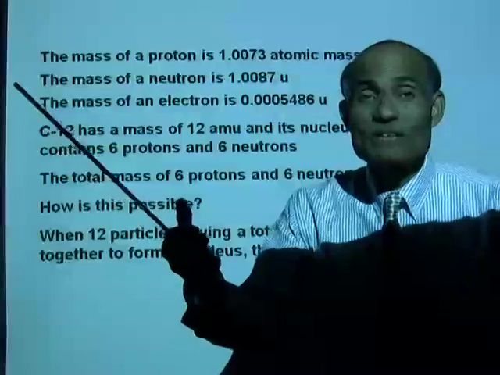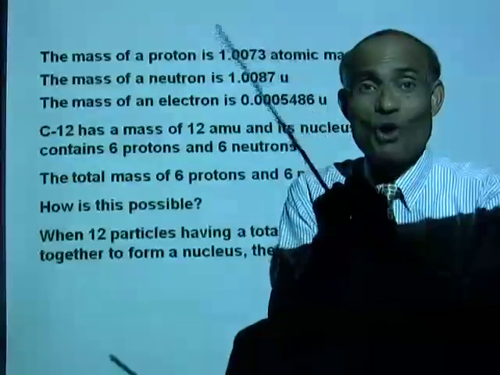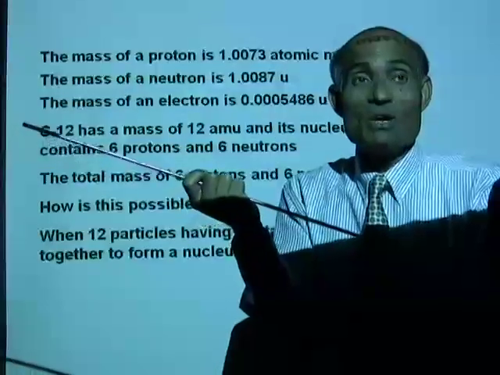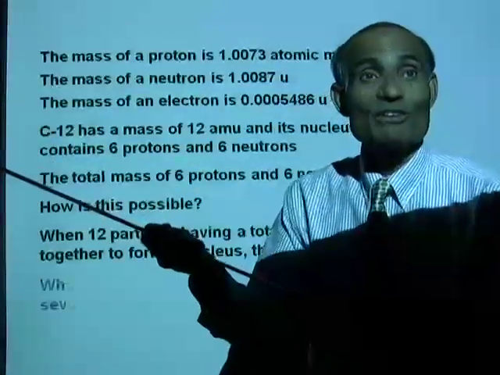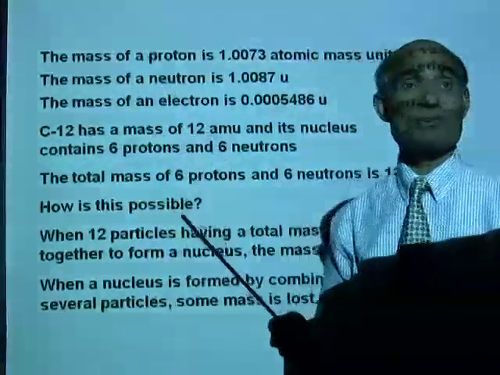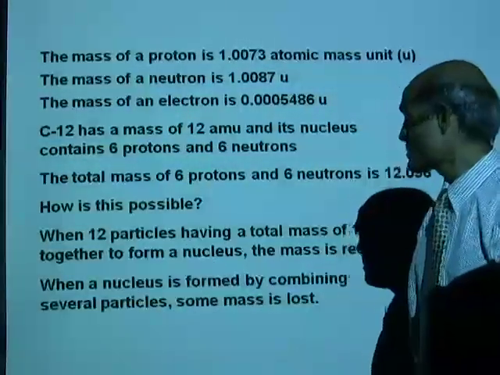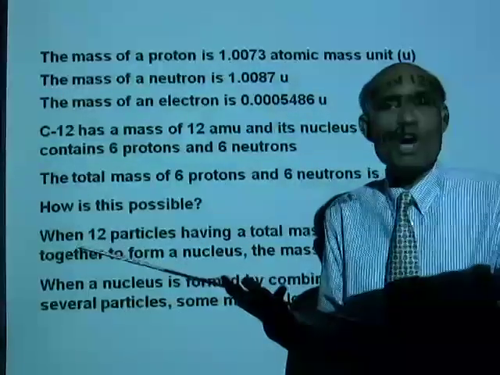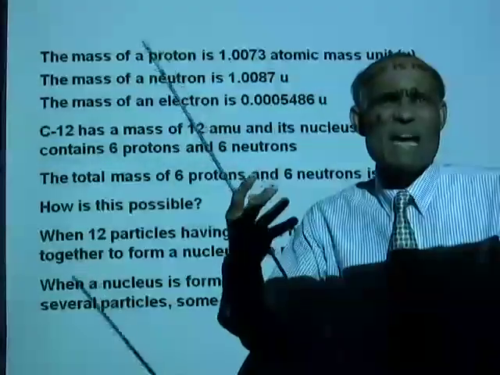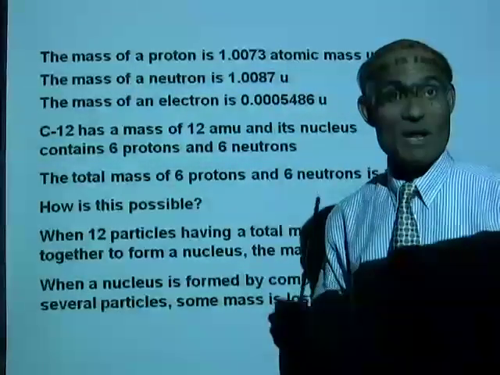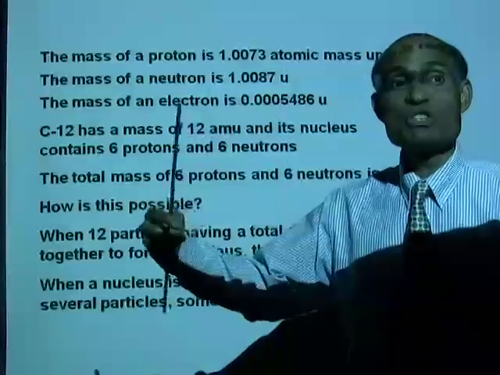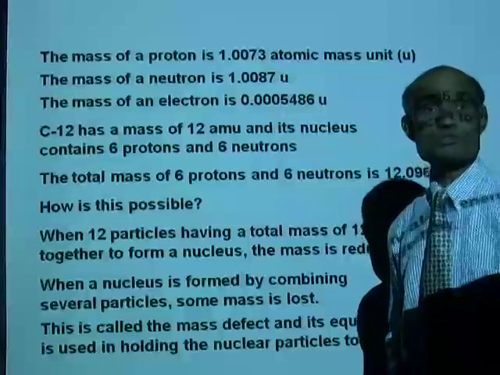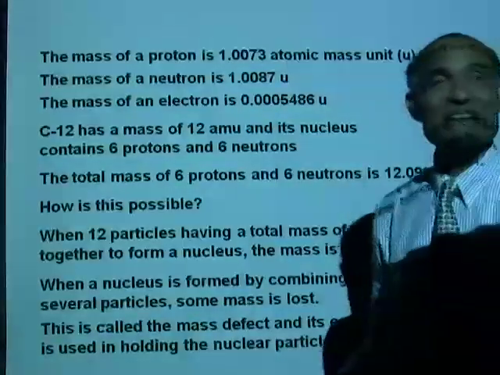It means when you bring these particles together to form the nucleus of carbon, some mass seems to disappear. We lose a part of the mass of these particles. So when a nucleus is formed by combining several particles, some mass is lost. Now, how can some mass get lost? Well, how about the conservation of mass and conservation of energy? Now, the lost mass is actually called mass defect.